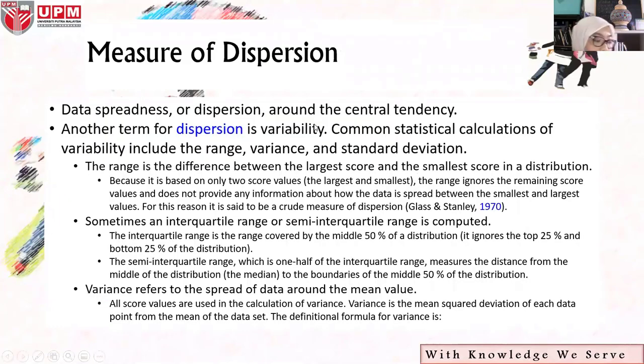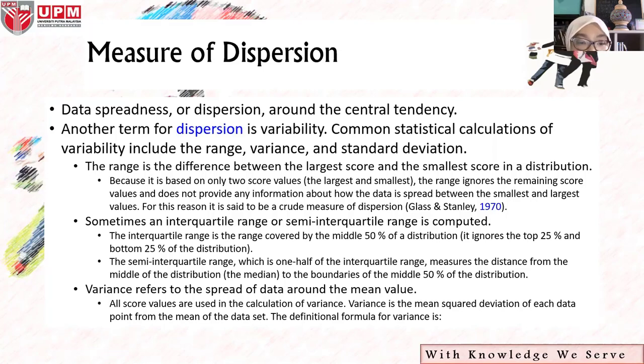Okay, the next one is the measure of dispersion. It describes the data's spread or dispersion around the central tendency. Another term for dispersion is variability. The dispersion involves three statistics: range, variance, and standard deviation. Range is the difference between the largest score and the smallest score in a distribution.